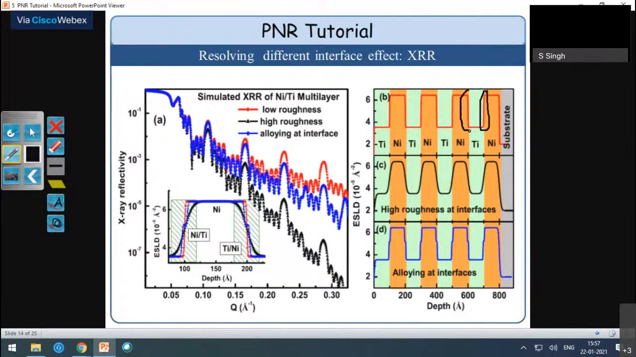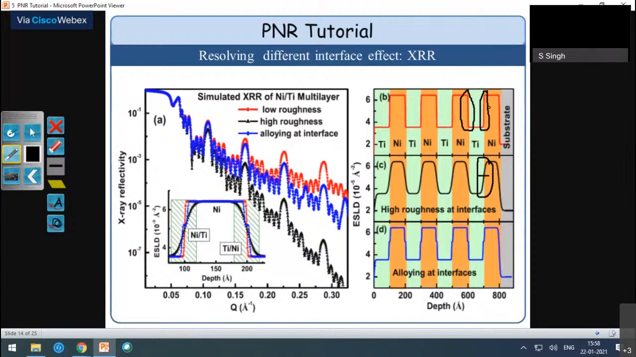We assume a very small roughness here, so you can see there are sharp scattering length density changes at the interfaces. Nickel to titanium, titanium to nickel, and then we assume a higher roughness. Now you can see the effect of roughness. Since we are using an error function, you can see our scattering length density variation goes up to a higher depth, which is just because of the higher roughness.